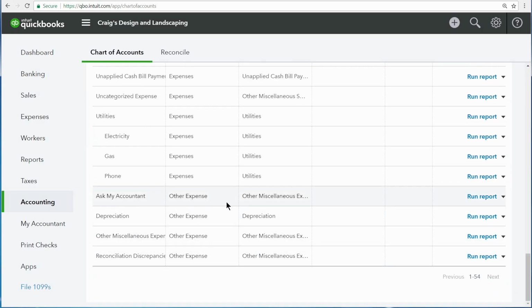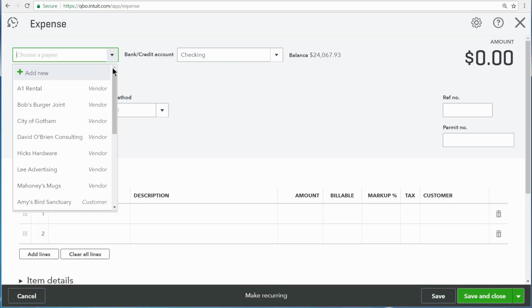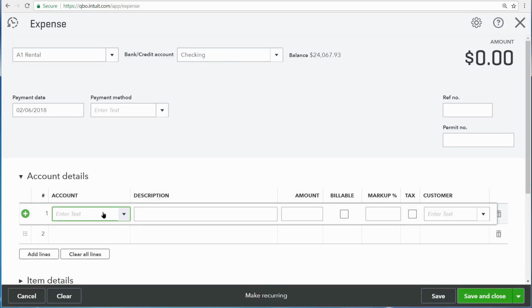This is ordinarily set up as an other expense type account. The way that businesses use this is anytime you enter a transaction and you don't know how to categorize it, you can simply enter Ask My Accountant and then enter a brief description along with the amount of the expense.